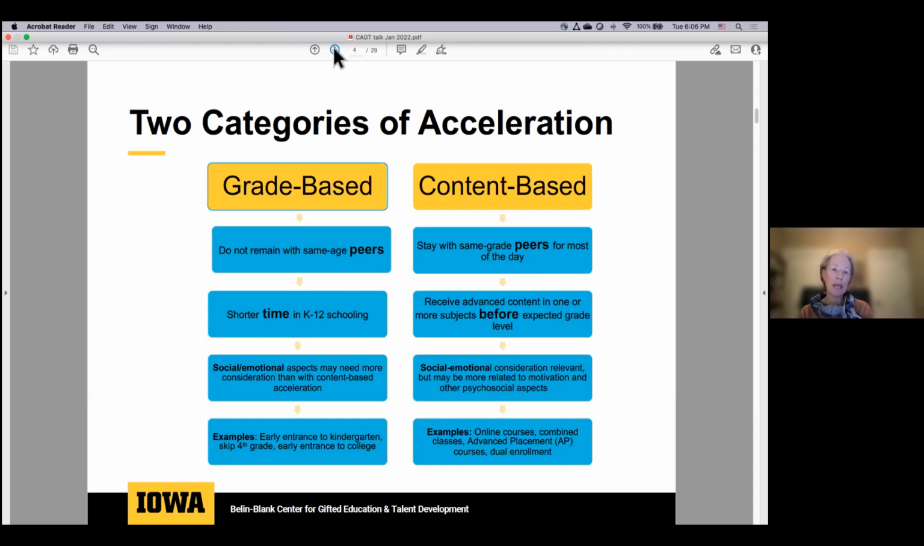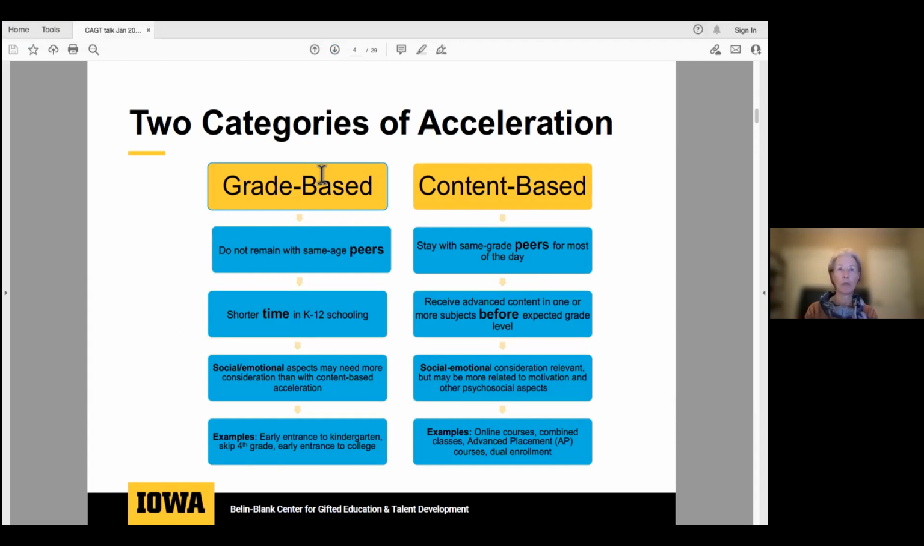There are two main categories of acceleration. So we break them up according to grade-based acceleration and content-based acceleration. And I'm going to spend more time today talking about grade-based acceleration because it can be sometimes a little bit more complicated and more complex when you think about that. That being said, content-based acceleration is also another form of acceleration, and there are some basic differences between the two.